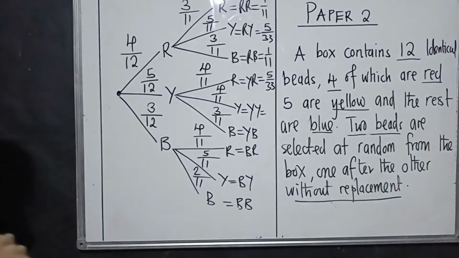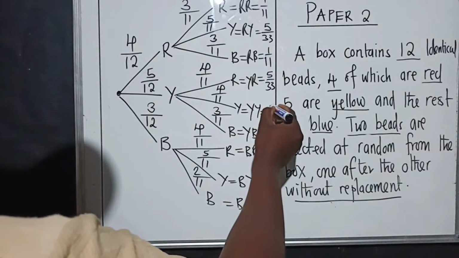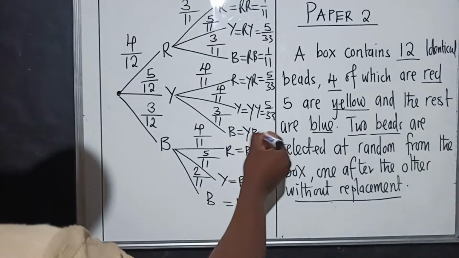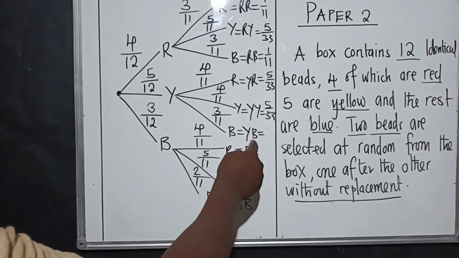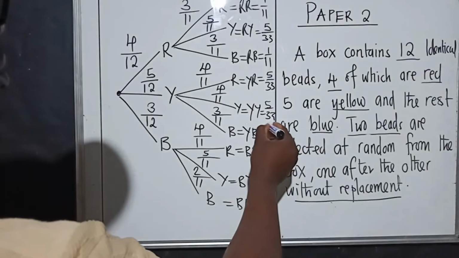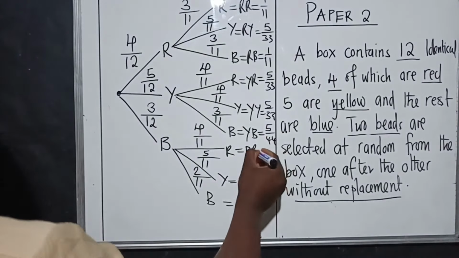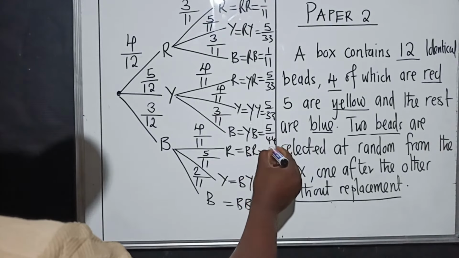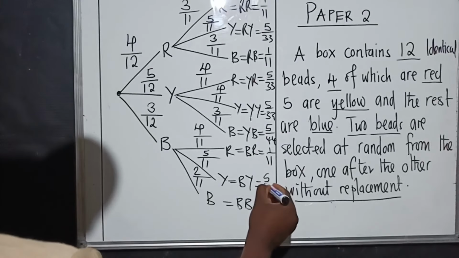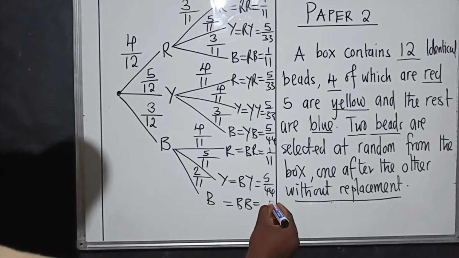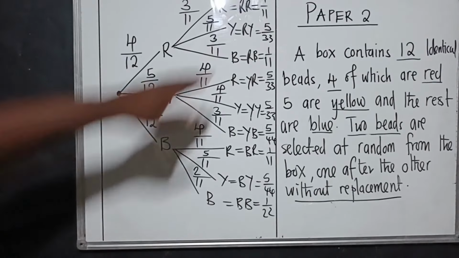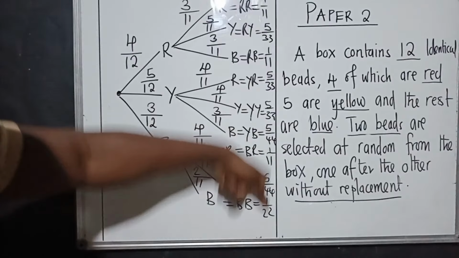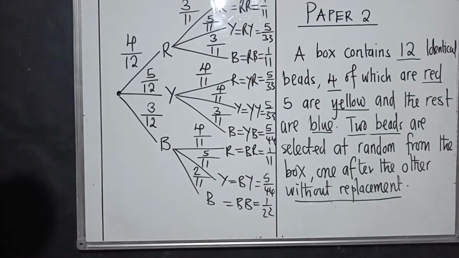And then here, when we multiply yellow, it's also giving us the same 5 over 33. Here, yellow and blue is supposed to give us 5 over 44. For this one, it's supposed to give us 1 over 11. This one, 5 over 44. For the last one here, it's 1 over 22. So that's how these are coming about. And if you want to know that you're doing the right thing, you try to add these numbers here. If you get your answer equal to 1, it means you are doing the right thing.